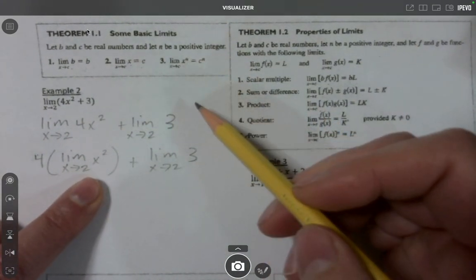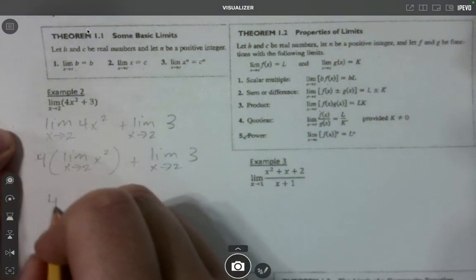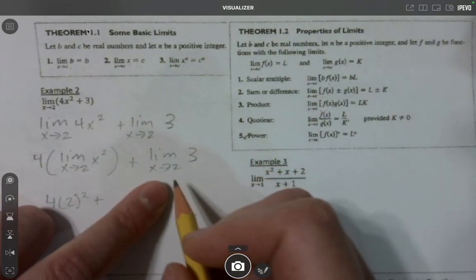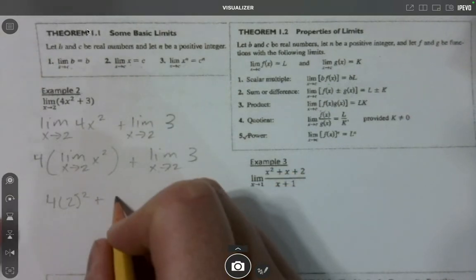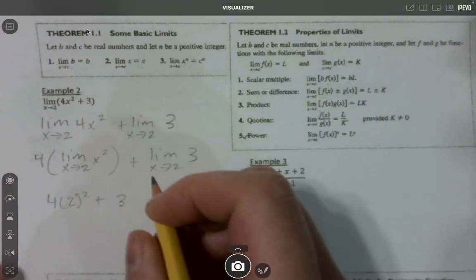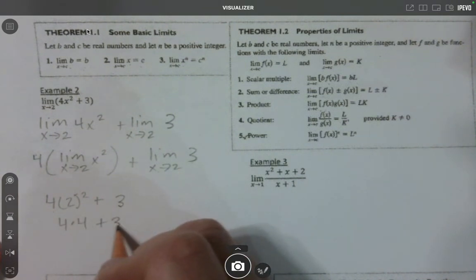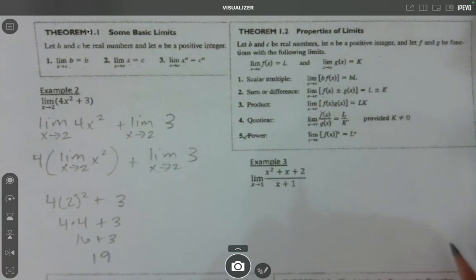And then above, it tells me if I have an x squared, well, that's an exponent. x is being raised to a power. I can go ahead and substitute directly. So 4 times 2 squared plus, and then over here, my limit as x approaches 2 of 3, well, that's a constant, so it's just going to be 3. Let's see, this is going to be 4 times 4 plus 3. So we're going to get 19 as an answer.